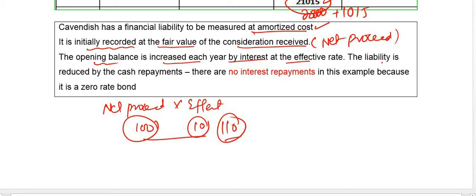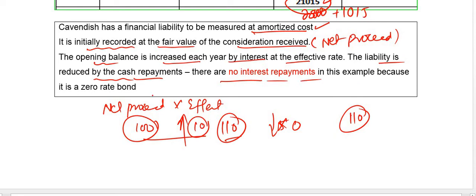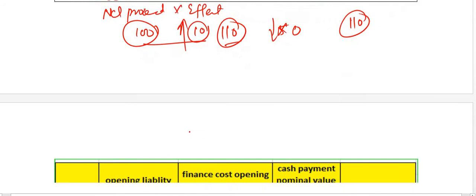So here, let's say you have to pay a cash payment of 5%, this is the coupon. But here we have no interest payment, there's no coupon, so we will pay zero and the closing liability will be 110. So the opening balance is increased each year, and the liability is reduced by cash payment. There is no interest payment in this example, because it is a zero rate bond, so the coupon rate is zero.